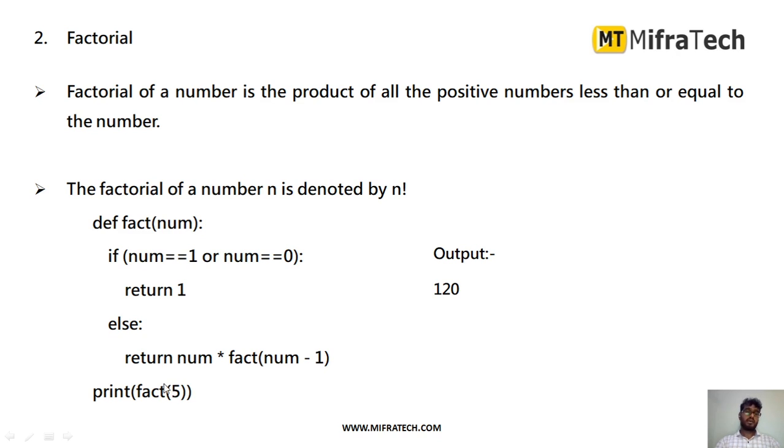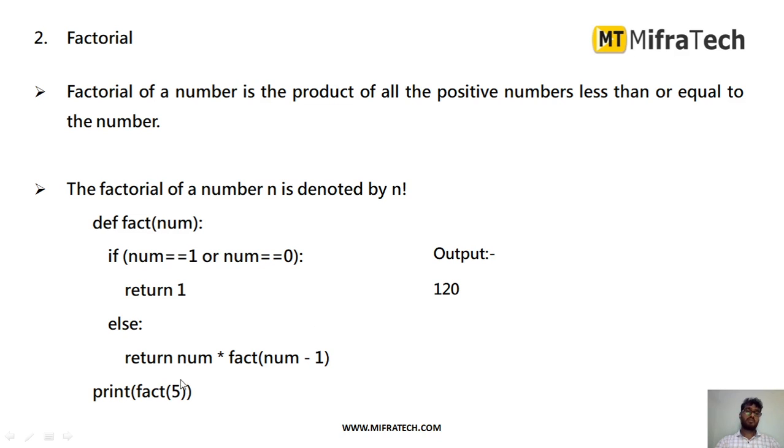Here I am calling the function inside the print statement itself, print fact of 5. So I am giving the number value as 5. My final output will be 5 factorial, that is 5 into 4 into 3 into 2 into 1, which is 120. If I execute this program, my output will be 120, as you can see.